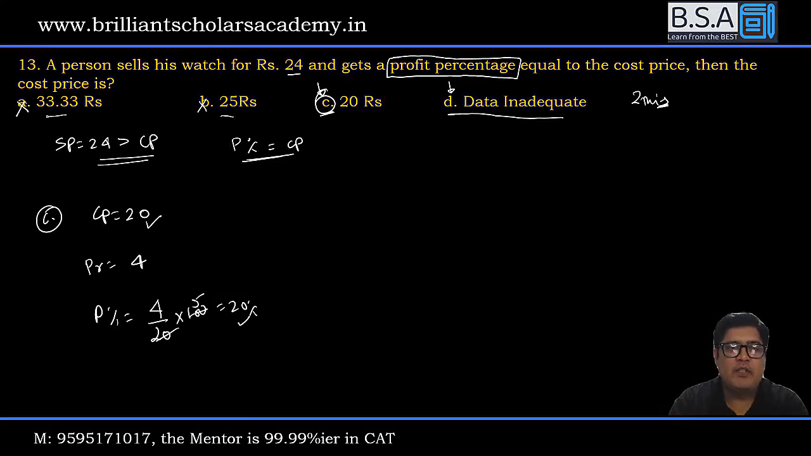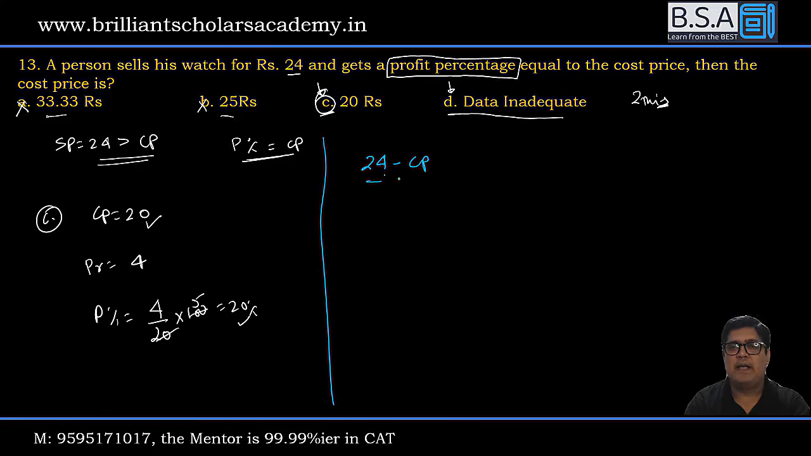As soon as the question tells you there is a profit or a profit percentage, you get this conclusion that cost price must be below selling price. Once you reach that conclusion, you can directly check answer options. If you do not want to do this, the white one is one approach, the one in blue is the second approach. 24 minus cost price upon cost price into 100, which is the percentage, which is also CP. Profit percentage is equal to CP.